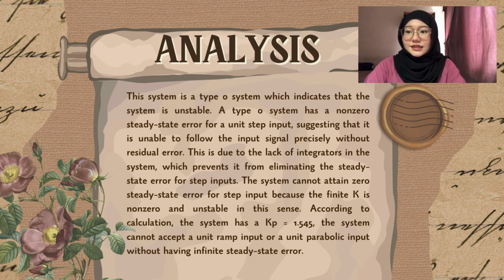This is because the steady state error for a unit step input is non-zero, indicating that the system cannot accurately track the input signal without any residual error. This is because the system does not have any integrators, meaning that it cannot eliminate the steady state error for step inputs. Thus, the system cannot achieve zero steady-state error for step as the finite k is non-zero, making it unstable in this sense.